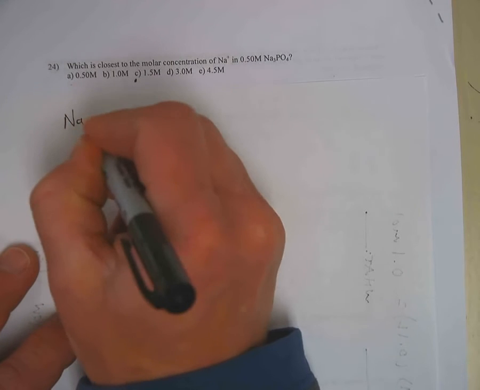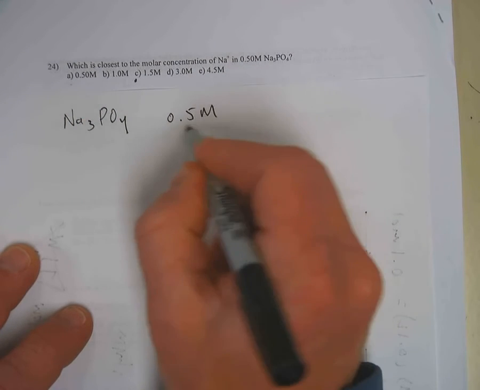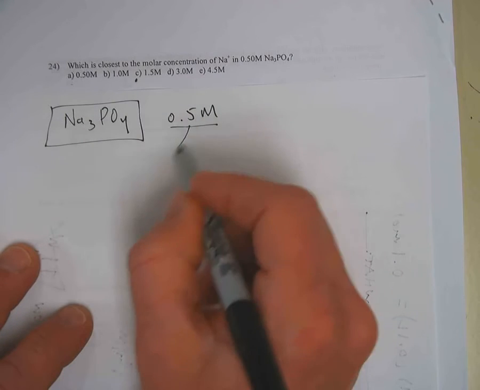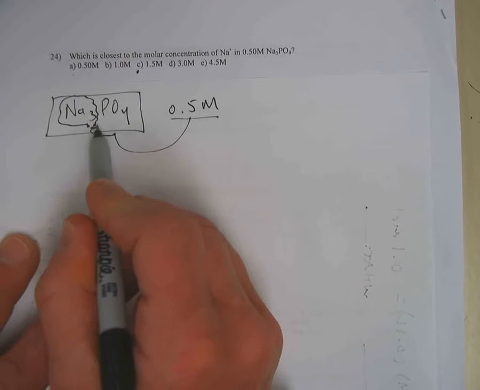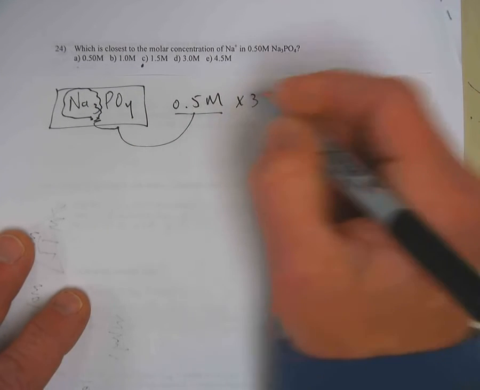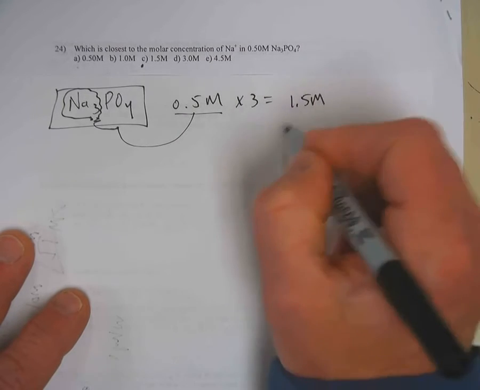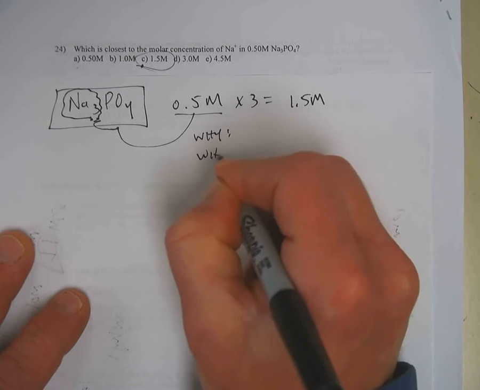Last page, number 24. Which is closest to the molar concentration of Na plus in 0.5 molar Na3PO4? So if you know that it's 0.5 molar, you know that this entire species is 0.5 molar, but they're asking specifically about this guy right here. Notice how many sodiums are inside this. There's 3, so you need to multiply it by 3. 3 times 0.5 is 1.5 molar, which is C as in cat. Write down why you got it wrong and what you'll do in the future to make sure you don't get one like this wrong again.